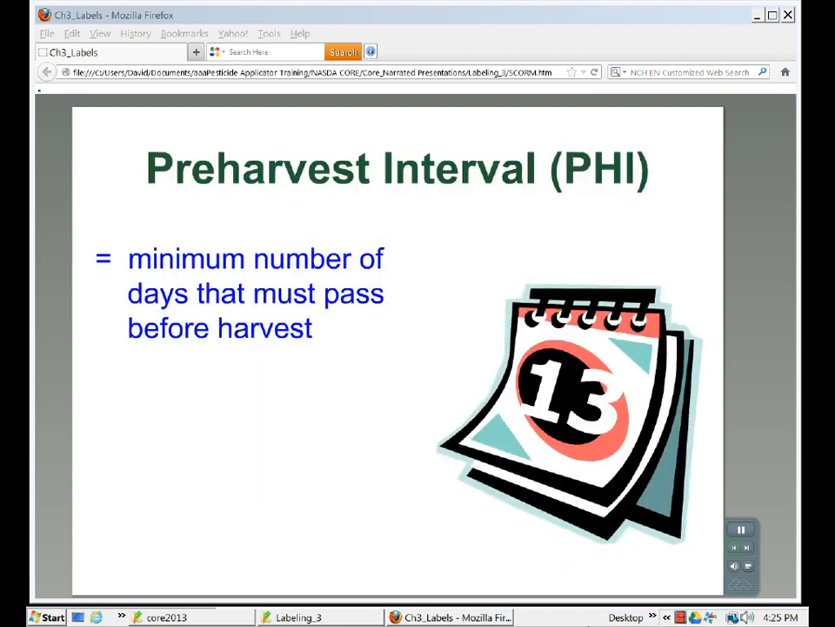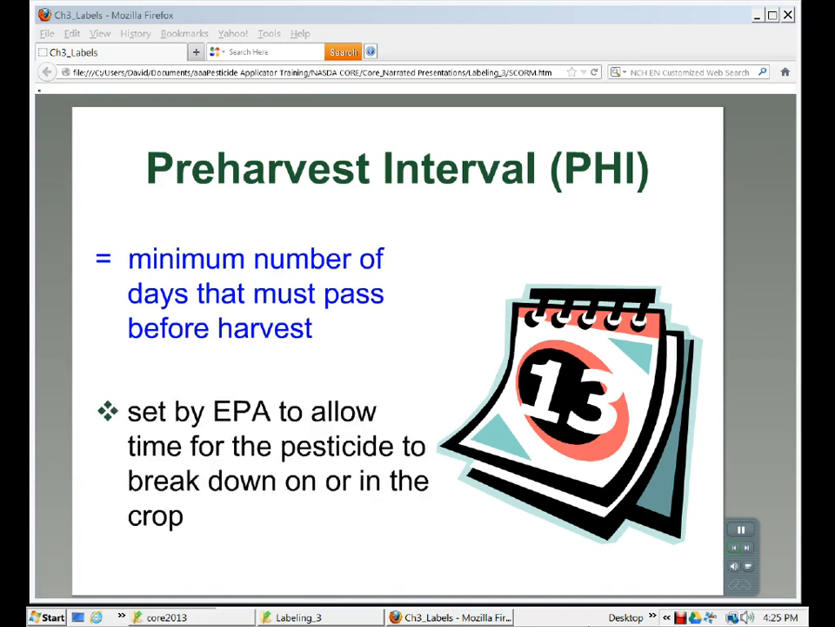The pre-harvest interval, or PHI, is also found in the Directions for Use section for all pesticide products labeled for food or feed crops. The pre-harvest interval is the minimum number of days that must pass after the pesticide application and before harvest of the crop. This period of time allows the pesticide to break down to a level below the residue tolerance limit when the crop is harvested. EPA sets the pre-harvest interval.